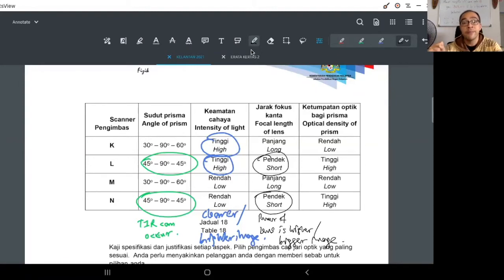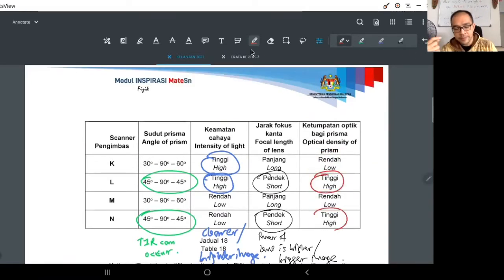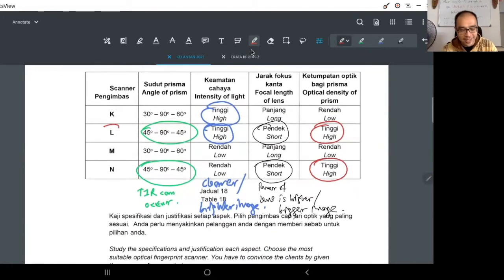Okay, but finally, optical density of the prism. Optical density of the prism has to be, sorry, low or high? Yeah, optical density of the prism has to be low. Hold on now. Optical density has to be low. Oh, sorry, my mistake. Optical density has to be high. Sorry, optical density has to be high because when your optical density is high, this is the formula.